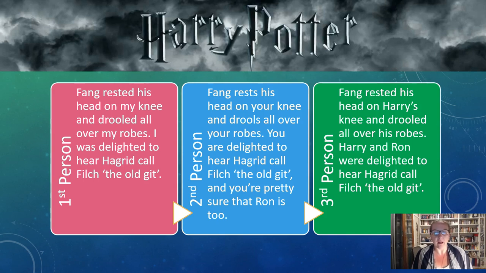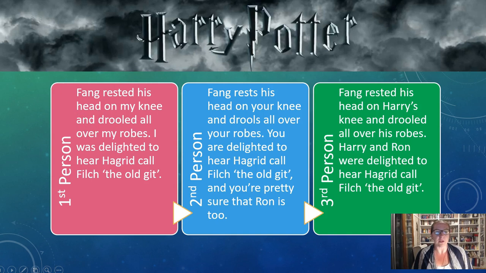Harry and Ron were delighted to hear Hagrid call Filch the old git. Alright, so here, because it's third person narration, we've got Harry and Ron's perspective, because they're delighted that Hagrid has called Filch an old git. So we get a wider view of the characters and of the story. Now I've changed this, or J.K. Rowling's original, into first and second person to give you an idea of how point of view can change.